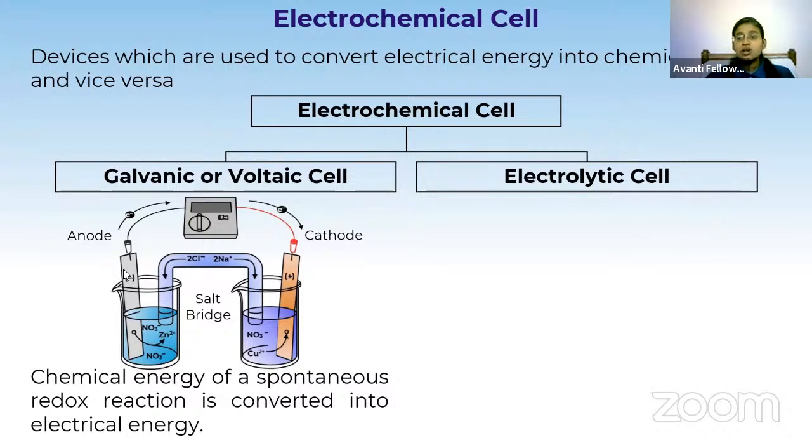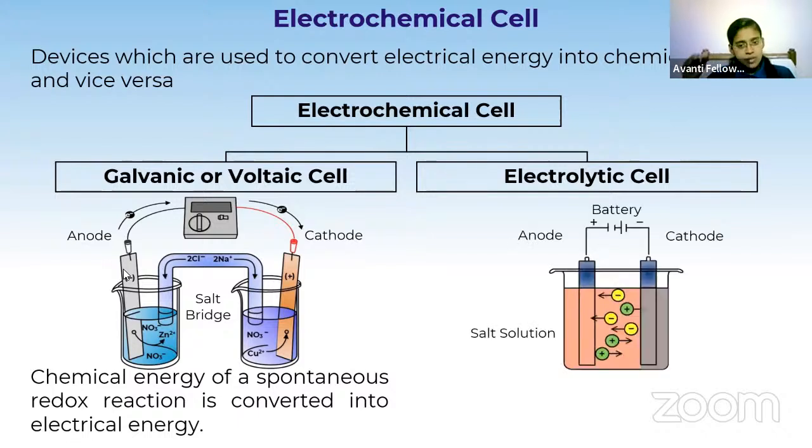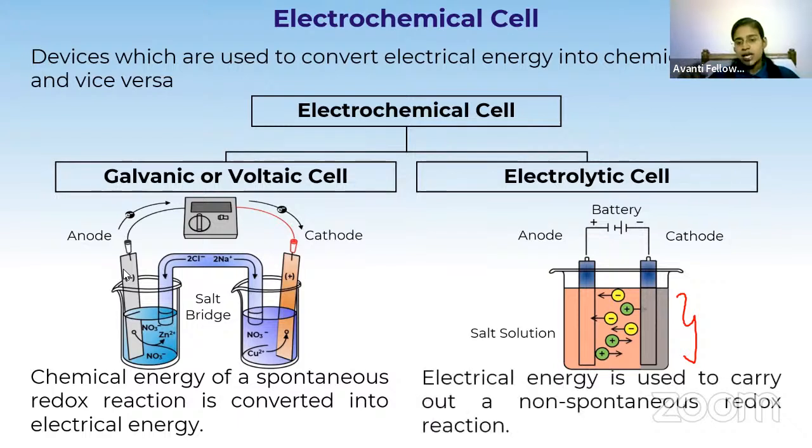But if you go for electrolytic cell, in electrolytic cell setup, we take only one beaker. Okay. So both the electrodes, anode and cathode, are dipped inside this one beaker. And those electrodes are connected with the battery. And again, we have one salt solution here inside the beaker. So salt means it will have cation and anion, right? So all the anions will move towards anode, which you can see here, and all the cations will move towards cathode. So this is the setup of electrolytic cell. So here what happens, the electrical energy is used to carry out a non-spontaneous redox reaction.